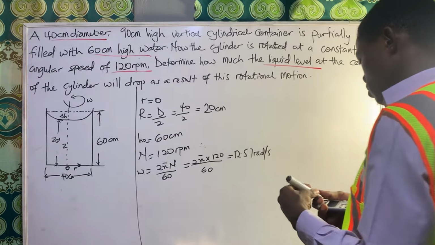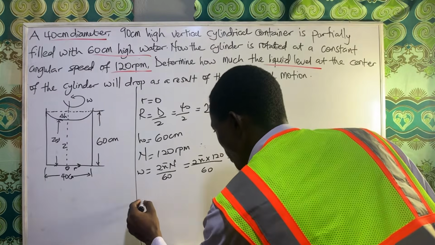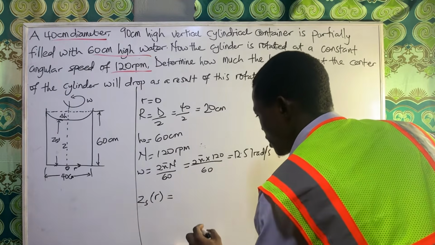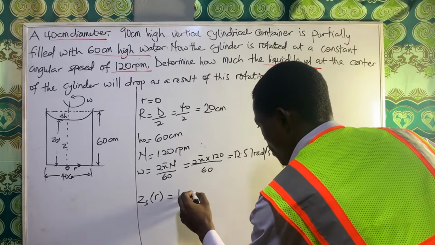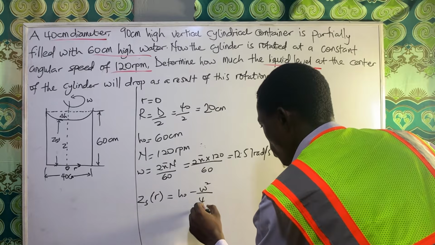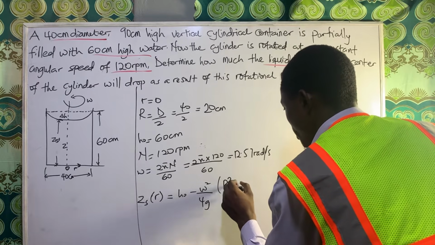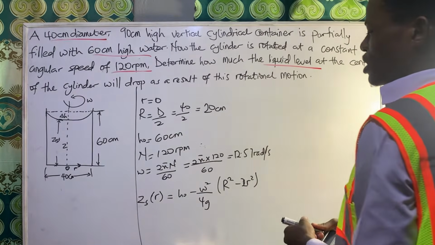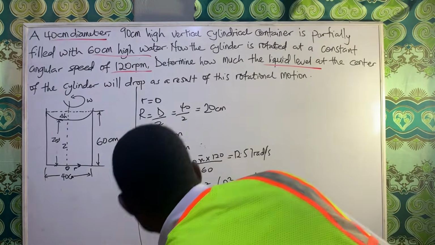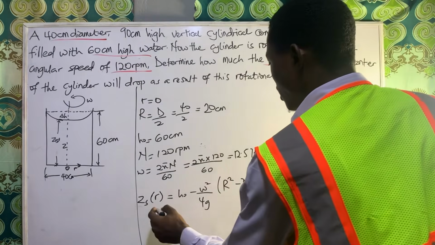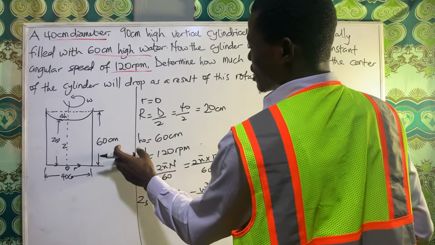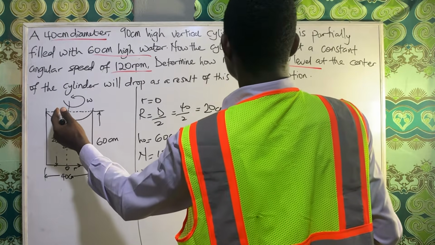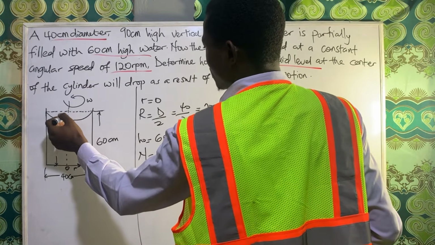Now, from our equation for the free surface, which is ZS of R equals H naught minus omega squared over 4G times (R squared minus 2r squared). This is our equation which was derived. So now, to solve for our ZS, because if we get our ZS, we can just subtract it from the original height of the water to get our liquid level drop, that's our delta H here.